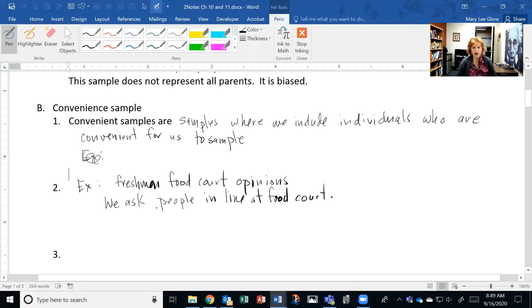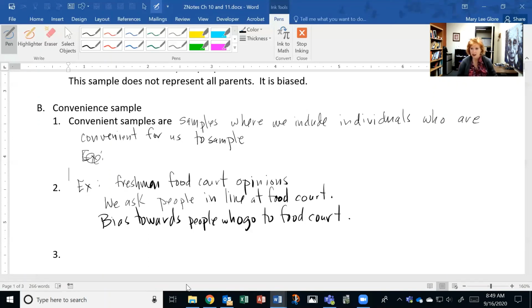Well, this is going to be biased towards who? Who's getting overemphasized here? So the answer is it's going to be biased toward people who go to the food court. All right, and we're underemphasizing people who don't like the food court, and so they're just not there. So if I ask the percentage of people in line at the food court what their opinions are, that is not going to look like the population of all freshmen opinions about the food court.